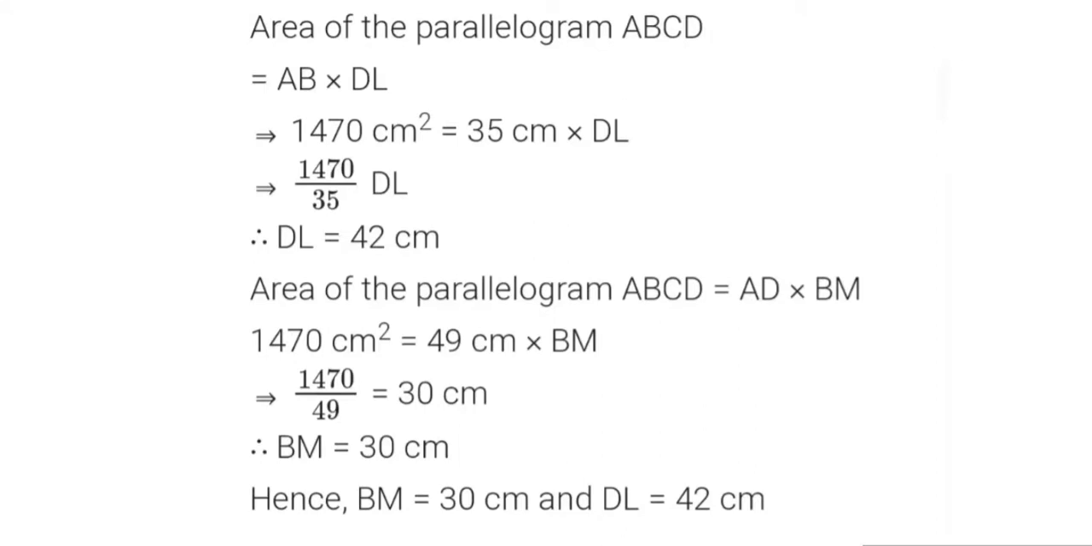Now for the area of parallelogram, again we will use the formula: ABCD is equal to AD into BM. So now here the base is AD and the height is BM. Again put the values. Area is 1470 centimeter square and AD is equal to 49 centimeter and BM is not given. So BM we will find. BM is equal to 1470 upon 49. So it will come 30 centimeter. So BM value is 30 centimeter and DL value is 42 centimeter.